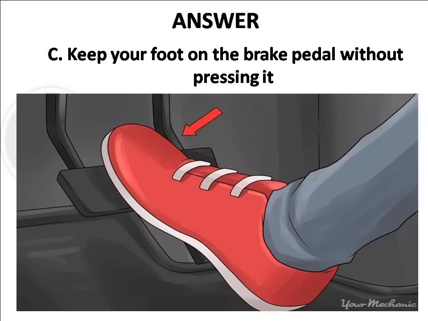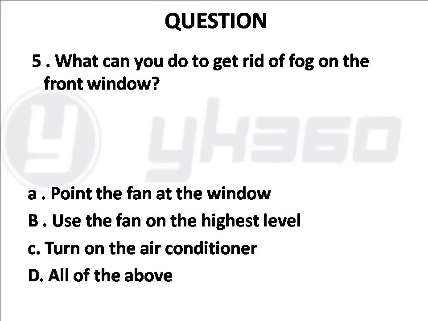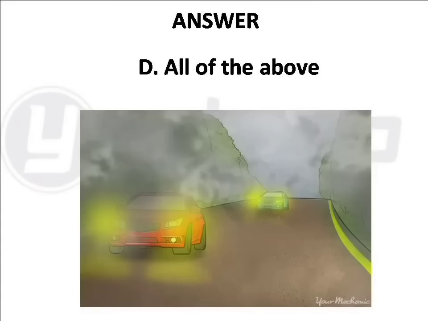Question number 5. What can you do to get rid of fog on the front window? The options are: A, point the fan at the window; B, use the fan on the highest level; C, turn on the air conditioner; D, all of the above. The answer is option D, all of the above.